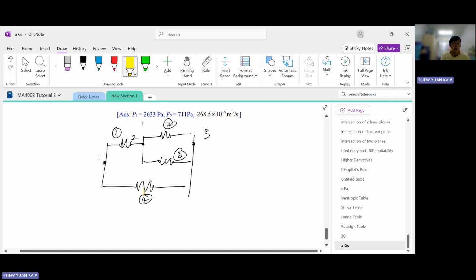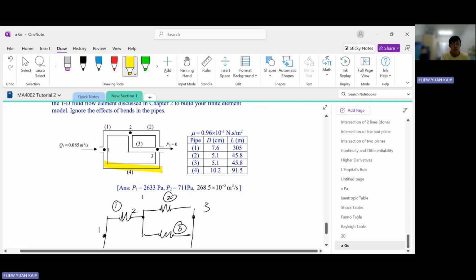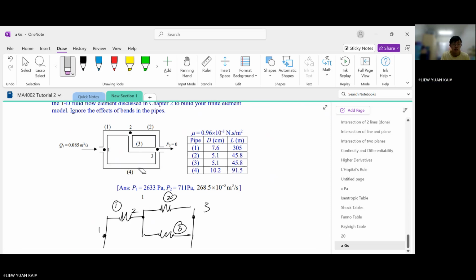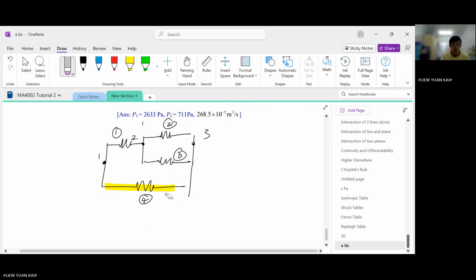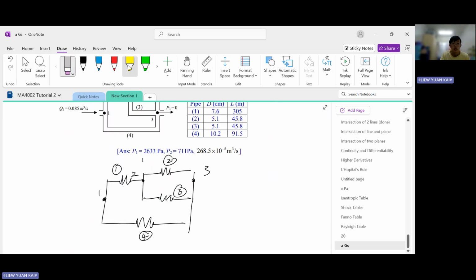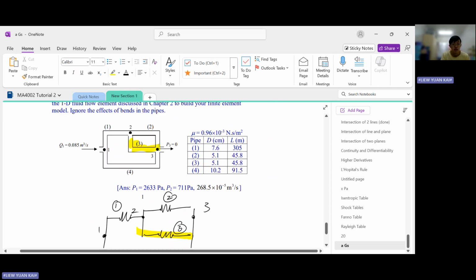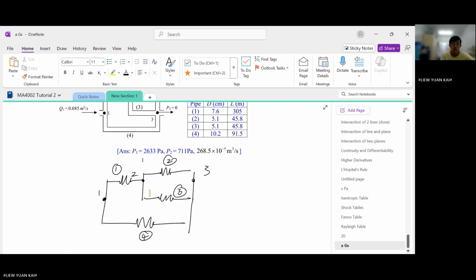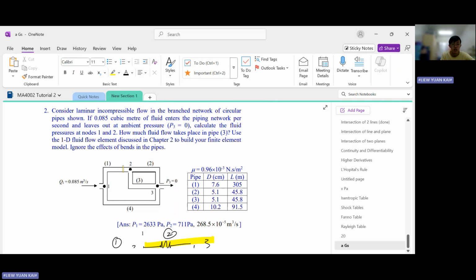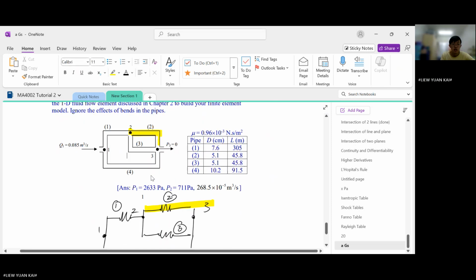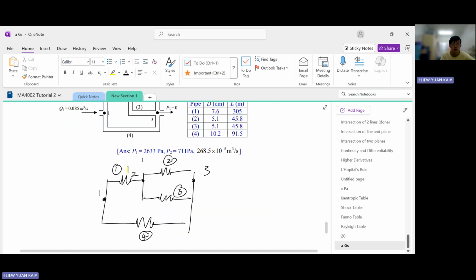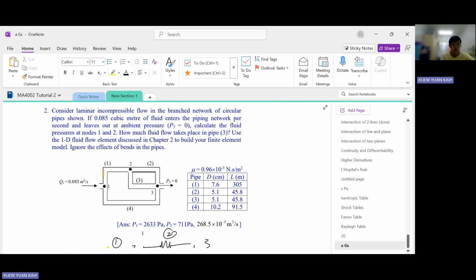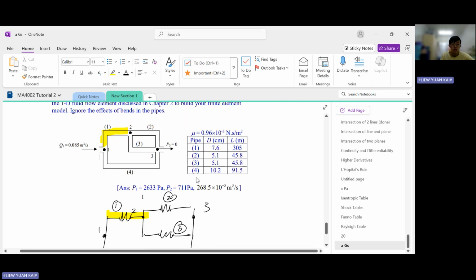Okay, so let me be clear. This refers to this. Then 3 refers to this. 2 refers to this. And finally, 1 refers to this. Okay?